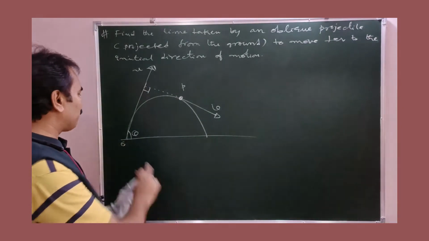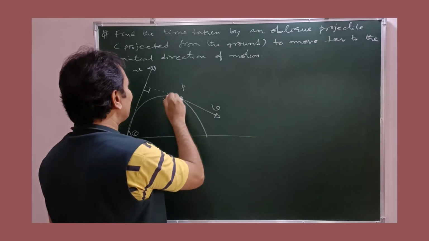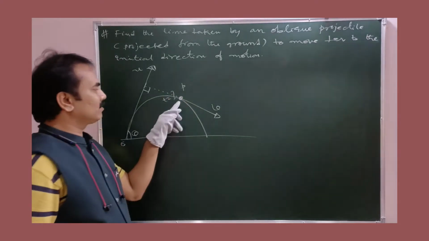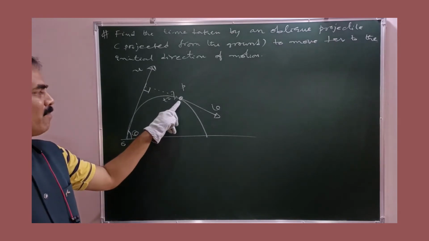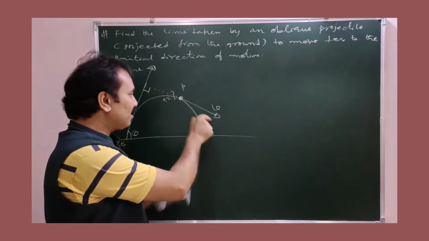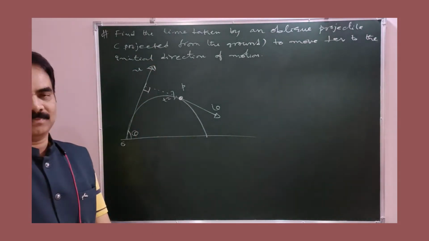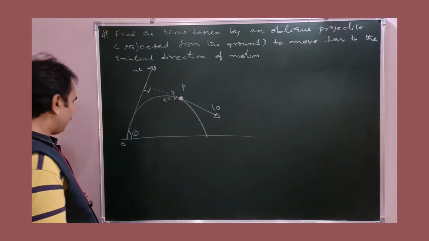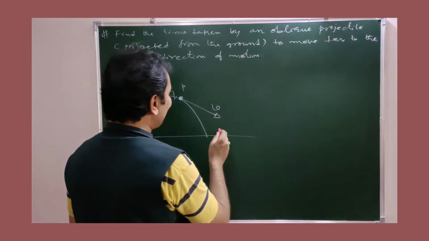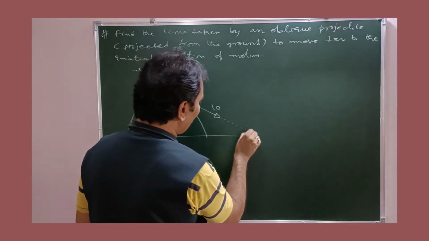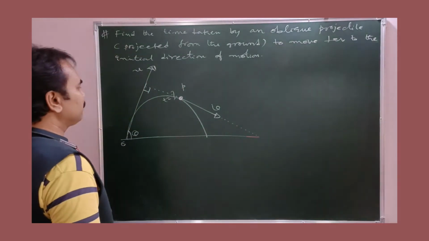Now what is the time taken by the projectile to go from O to P? Time is unknown here. At point P, it moves at right angles to the initial direction of motion. For that, I am extending this vector onto the x-axis line.